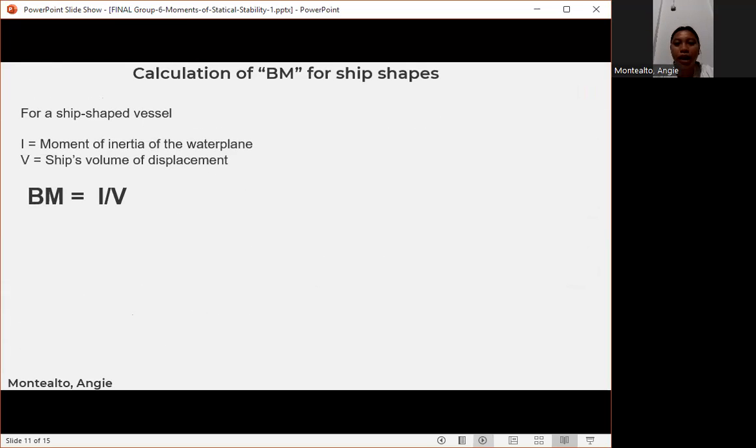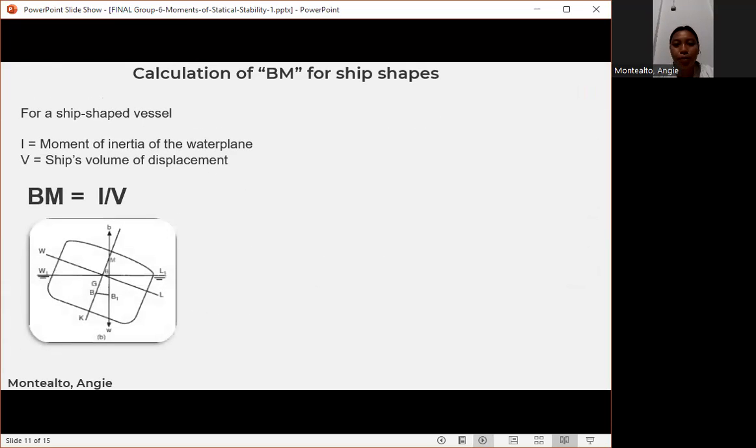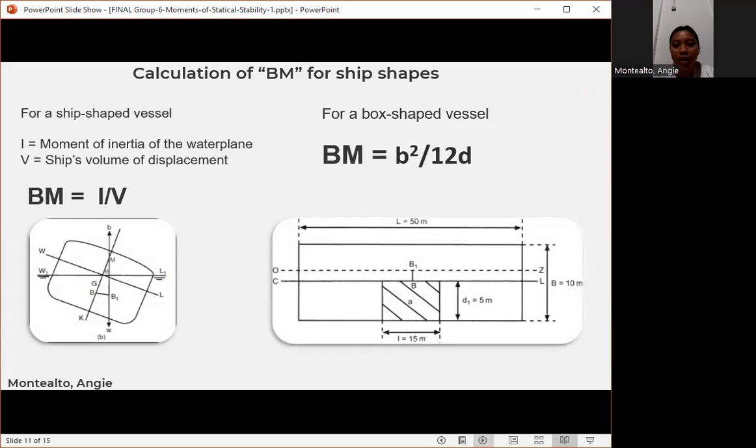For the calculation of BM for ships, there are two formulas. For a ship vessel, our formula is BM equals I, which is the moment of inertia of the water plane, divided by the ship's volume of displacement. For a box-shaped vessel, our formula is BM equals B squared divided by 12D.